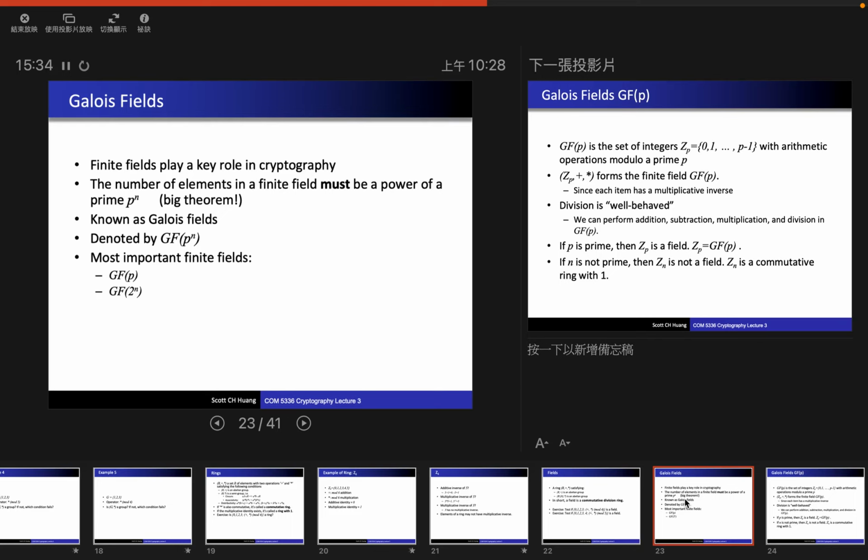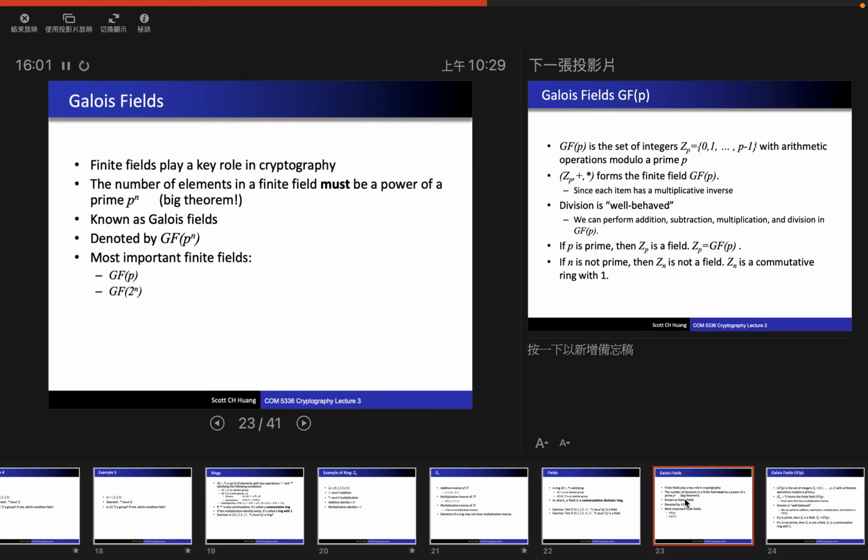Okay, so anyway, this is the Galois field. It plays a key role in cryptography and many other applications as well, for example, error correcting codes. The number of elements in a finite field is finite. In addition to that, there's a big theorem: the number of elements must be a power of some prime. It's really big.